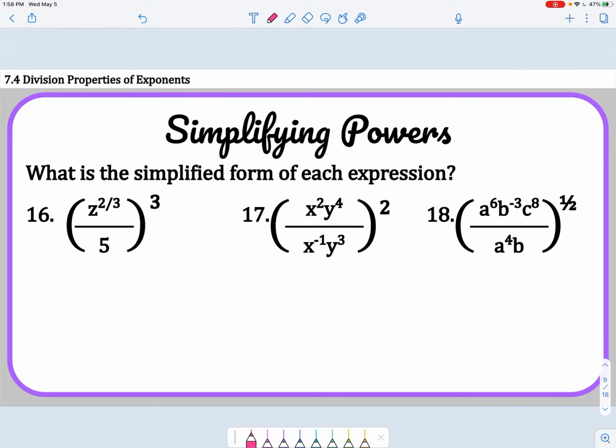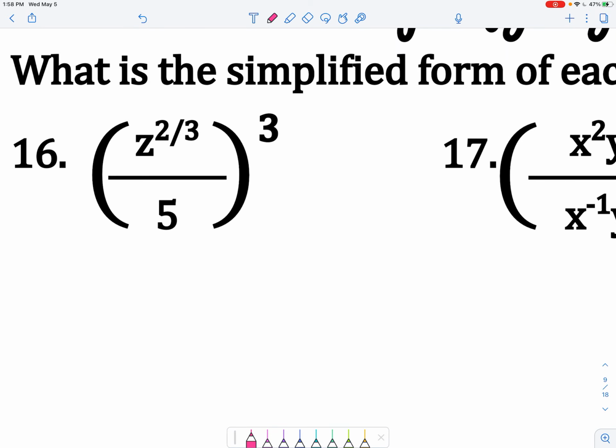Let's do a few more complicated examples. For number 16, I'm going to take this exponent of 2/3 and multiply it with 3. That's going to give me a 3. You may want to do that work off to the side if you need to, but 2/3 times 3, oh, excuse me, not 3, that's the red.